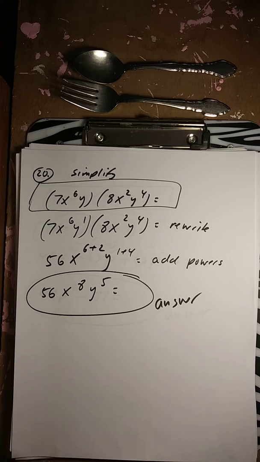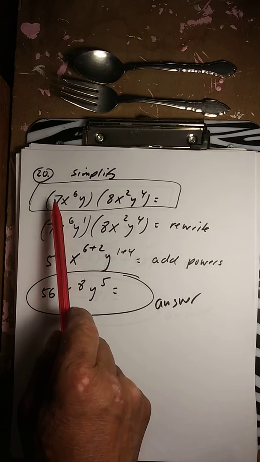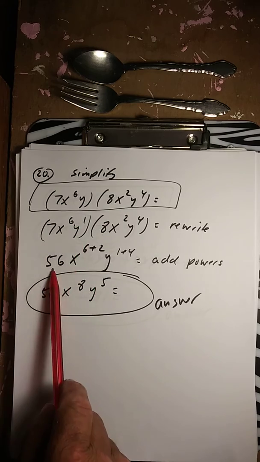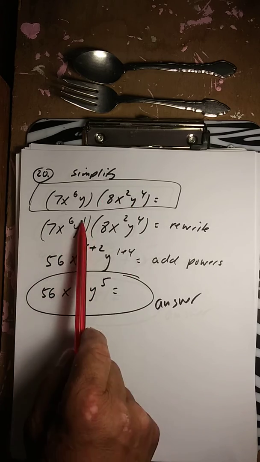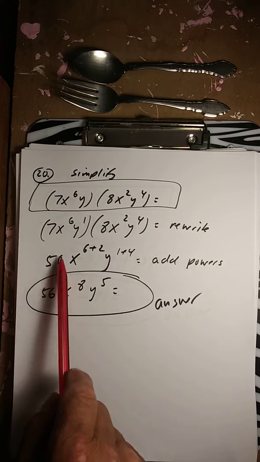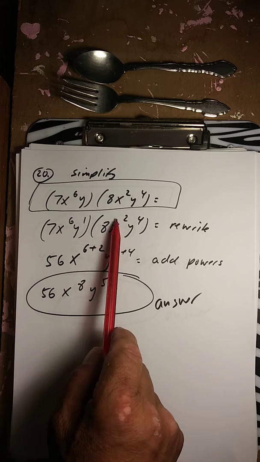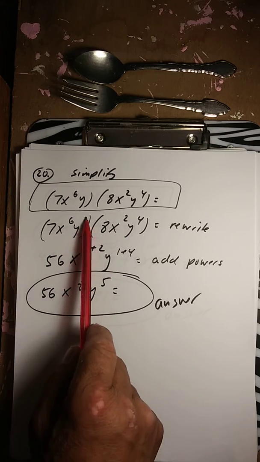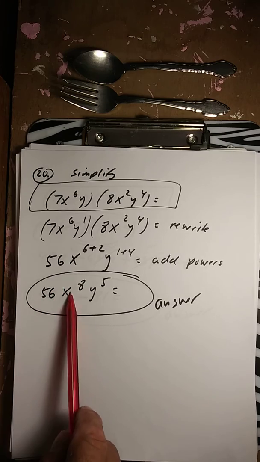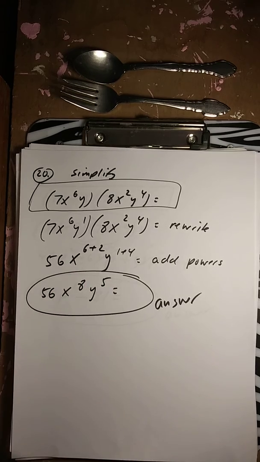Simplify this. So we're going to multiply 7 times 8. 56, and we put a 1 here to hold a 1 power right there. So 7 times 8 is 56, and x to the 6, x to the 2, add the powers together, y to the 1, y, add the powers, 56x to the 8, y to the 5.